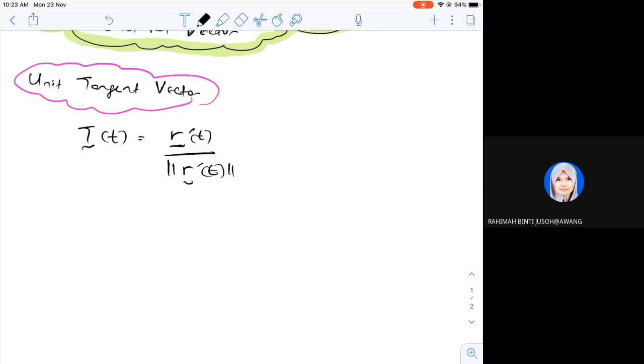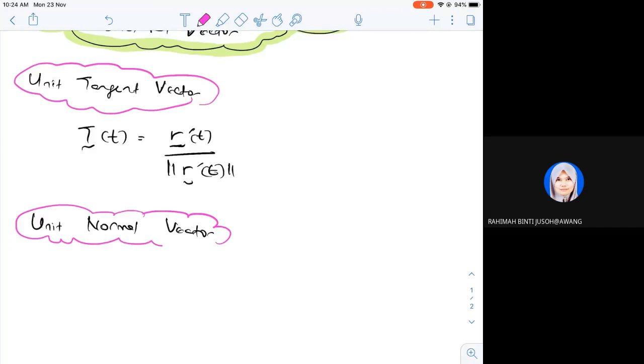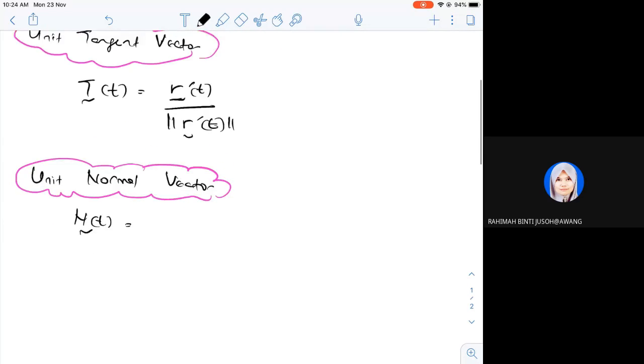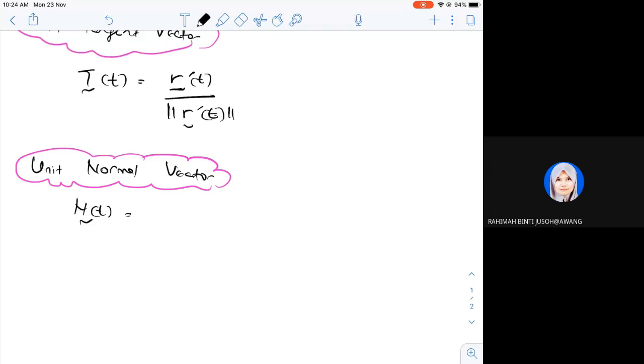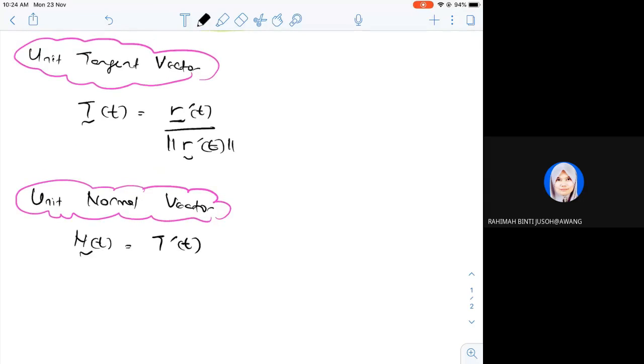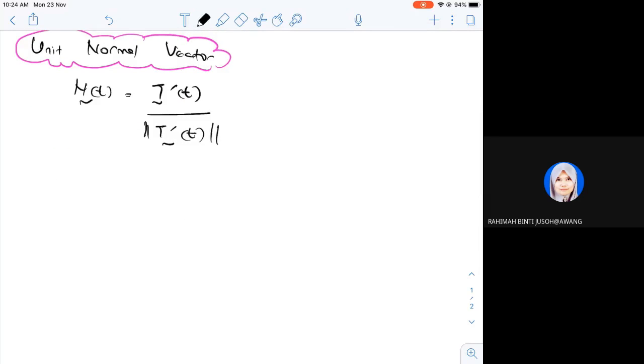Okay, next we will learn about the unit normal vector. We will have N(t) equals, previously we had r prime, but now for the unit normal vector, we will have T prime t. You have to differentiate your unit tangent vector, divided by the magnitude of the differentiated unit tangent vector. Like this.